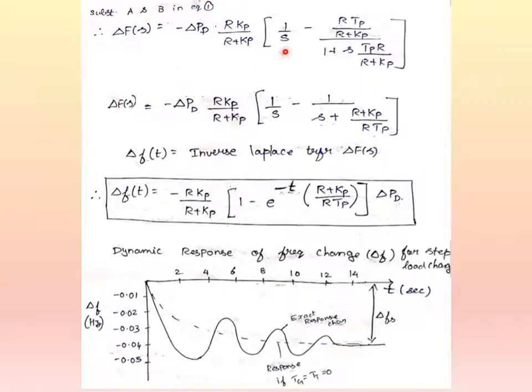Now we have substituted the value for a equal to 1 and b is equal to minus R Tp by R plus Kp. Now the next step is to take the inverse Laplace transform for this F of s. For finding the inverse Laplace transform, it will be easy if you keep the s term separate, as 1 divided by s plus a. If it is of that form, taking the inverse Laplace is easy. So we have to bring this to s plus a form, right?